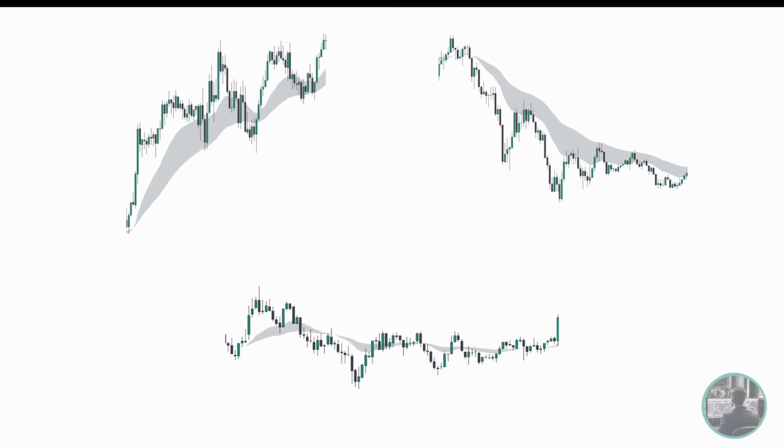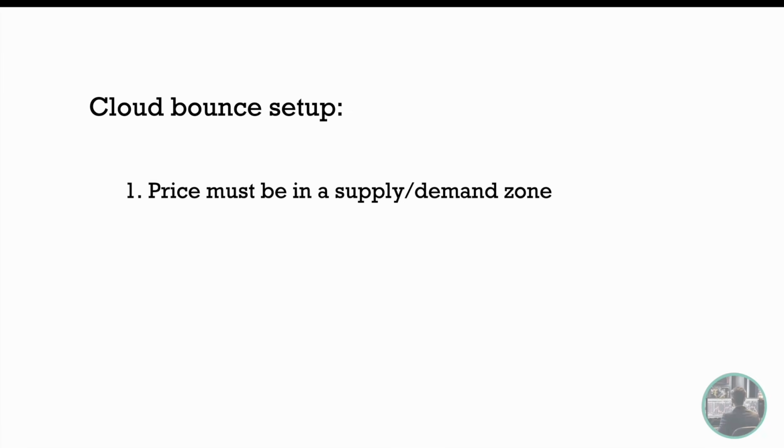So once we know which direction it's trending in, all we need to do is look for a cloud bounce. This is a high probability A+ setup and very profitable when done correctly. You can build an entire career just off this one setup. So the cloud bounce setup itself only has 3 steps. Number 1, as we already discussed, is that the price needs to be at a supply and demand level.